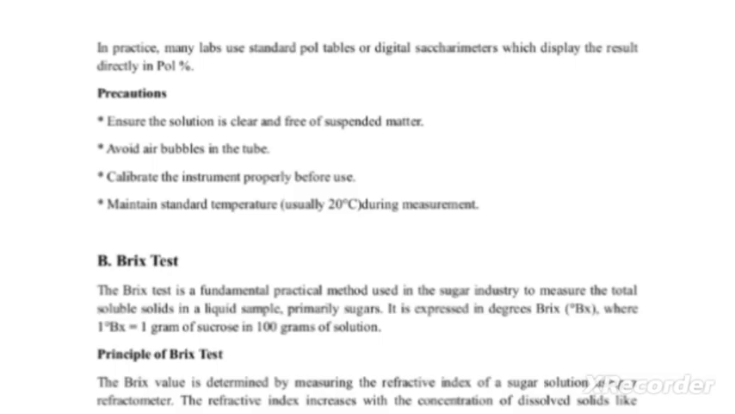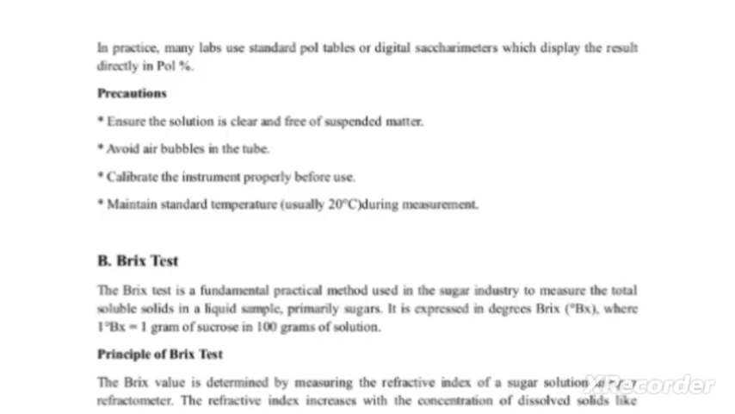Second, Brix test. The Brix test is a fundamental practical method used in sugar industry to measure the total soluble solids in a liquid sample, primarily sugars. It is expressed in degrees Brix, where 1 Brix is equal to 1 gram of sucrose in 100 gram of solution. Principle of Brix test. The Brix value is determined by measuring the refractive index of sugar solution, usually with a refractometer.